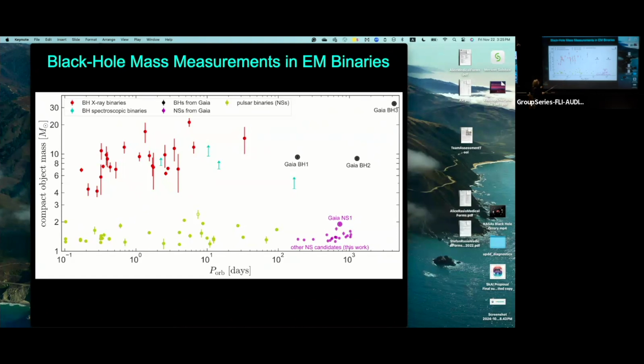So he puts together everything. These are the neutron stars. The red ones are the black holes from X-ray binaries, a lot more now. There are some spectroscopic binaries in clusters that have lower limits. And these are what the community refers to as the Gaia black holes, okay? So there's a gap, is the claim, in the electromagnetic sources. So now we're in 2024, the gap persists.